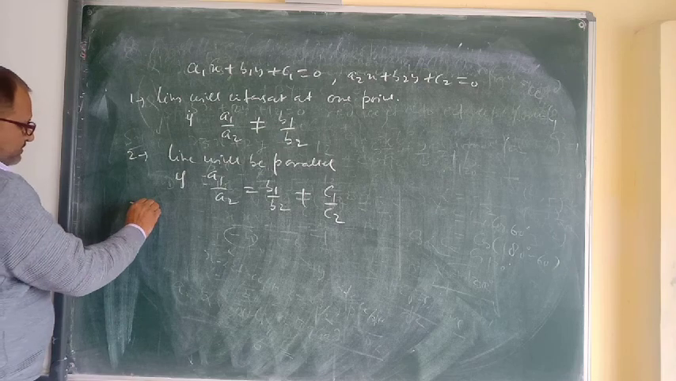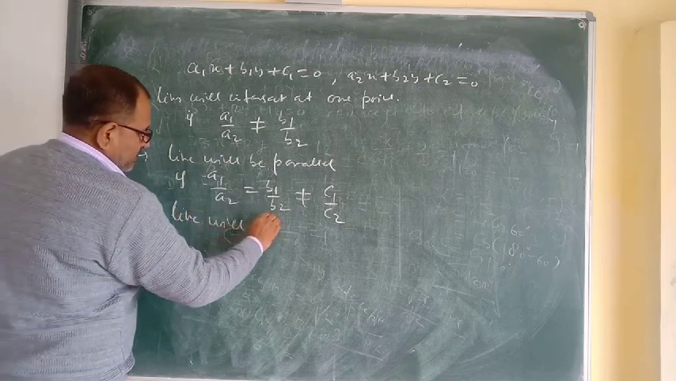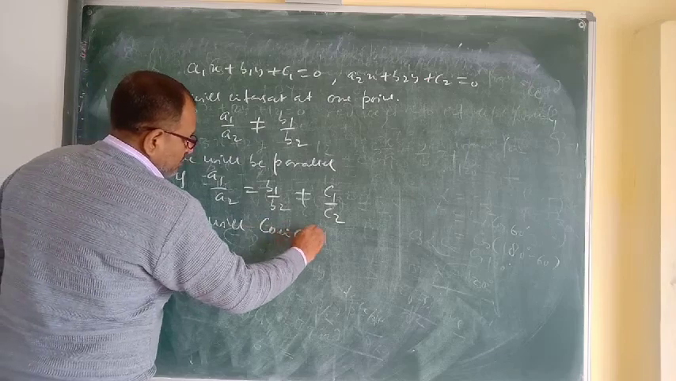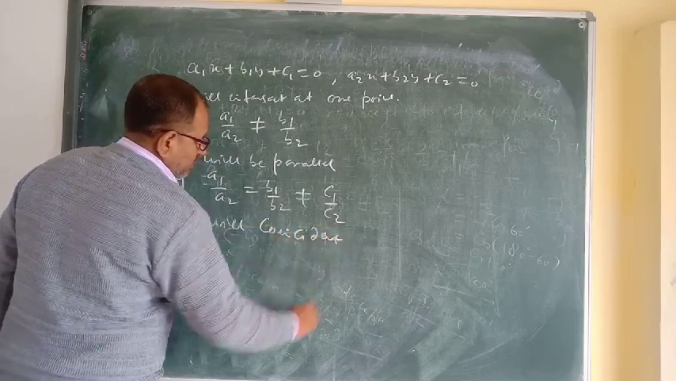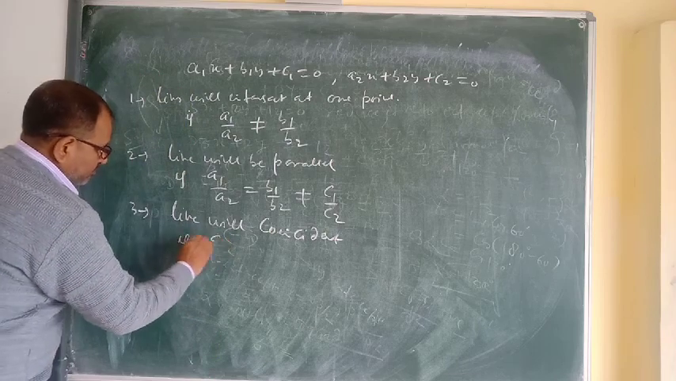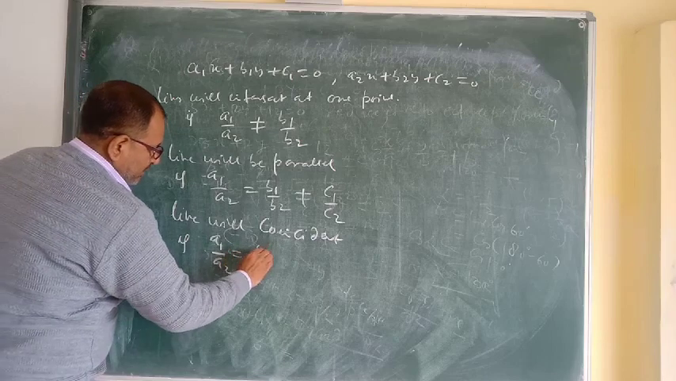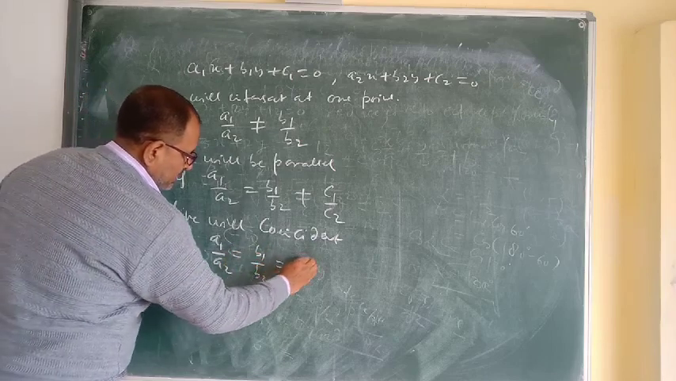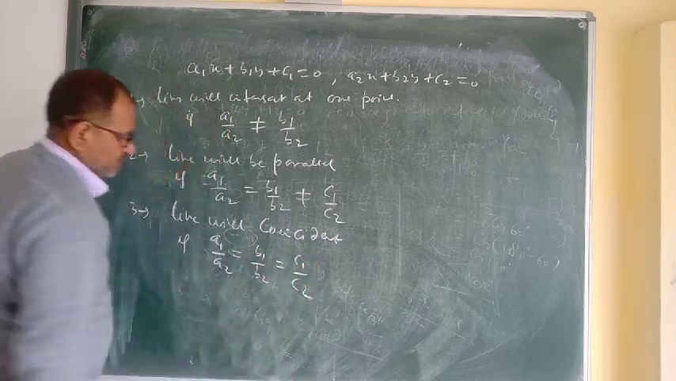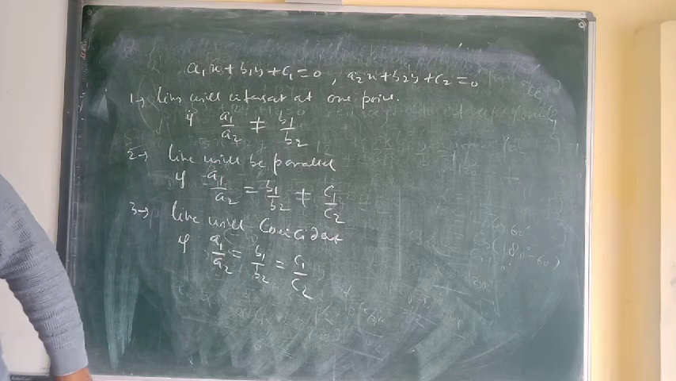And third, lines will be coincident. Coincident means same lines. So for coincident, a1 upon a2 is equal to b1 upon b2 is equal to c1 upon c2. So this is the condition for coincident lines.